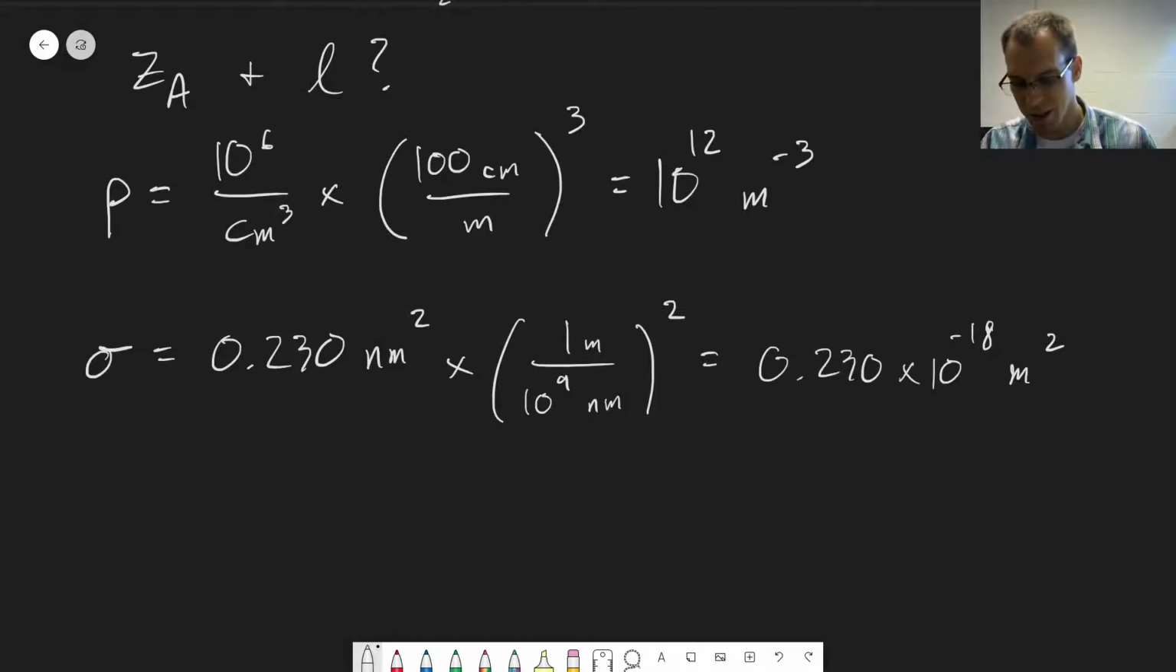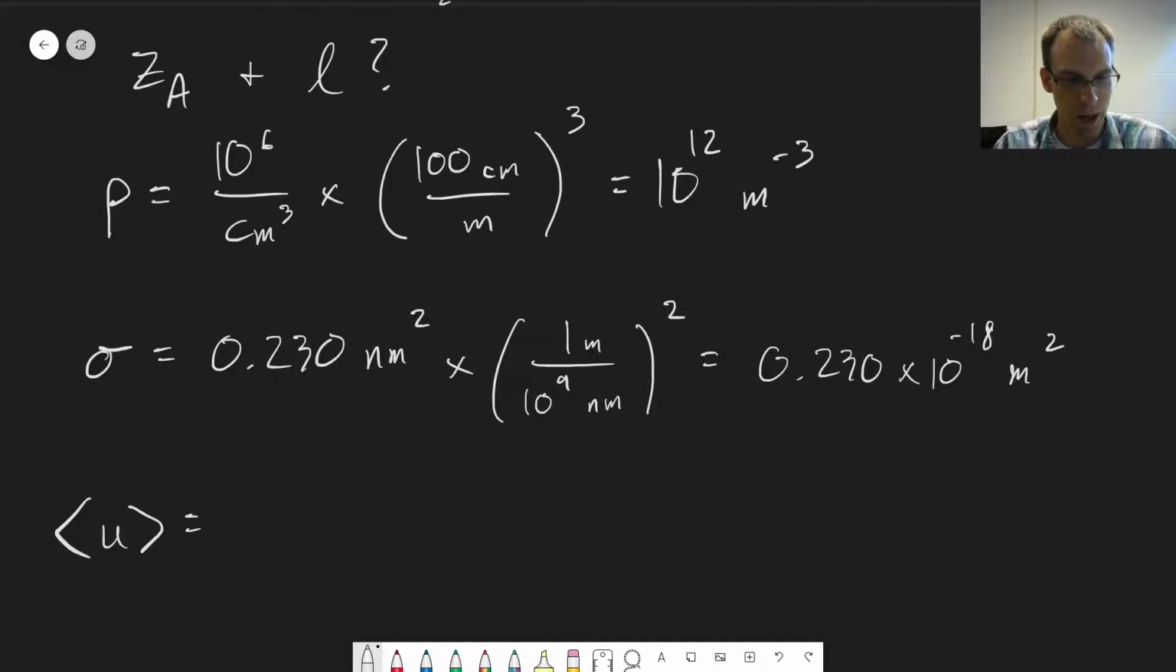But it's convenient. 10 to the minus 9 is nanometers, and so therefore 10 to the minus 9 squared is 10 to the minus 18. However you want to do it. Okay, so then the last thing we need is the average speed of the molecule.